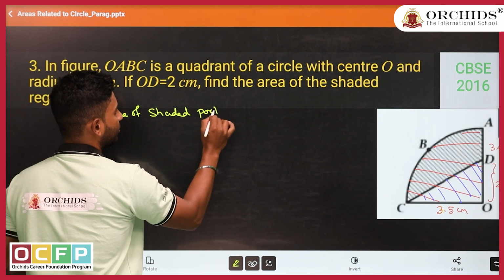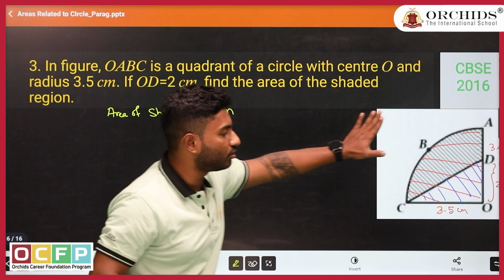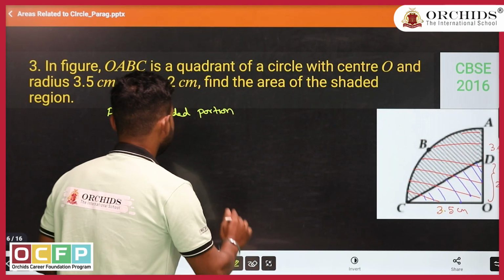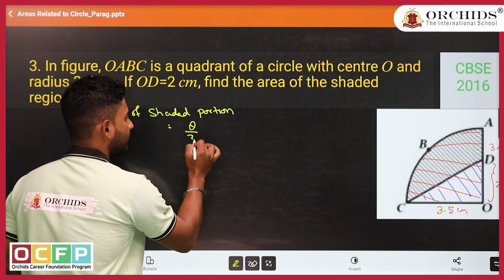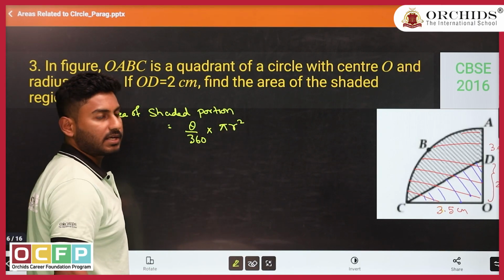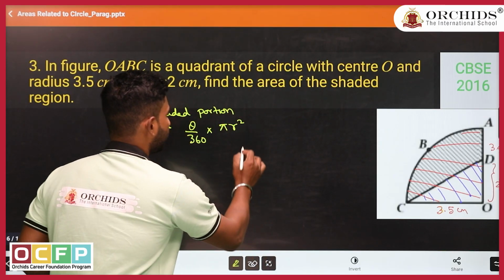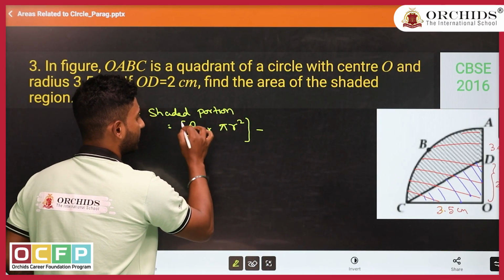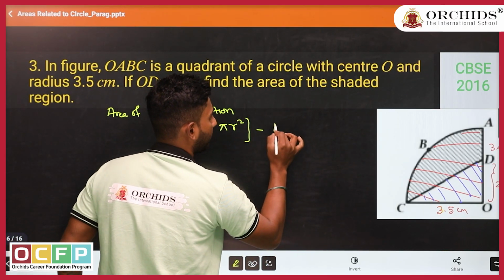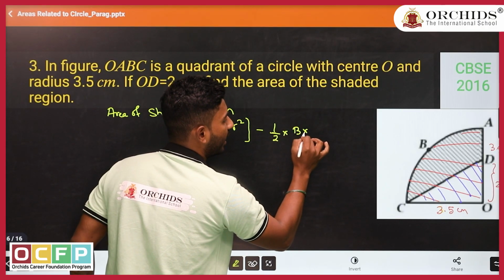Area of the shaded portion is the area of the whole sector, subtract the area of the triangle. What is the area of the whole sector? Theta by 360 into pi r square. This is the area of the whole sector. Subtract the area of what? The area of the triangle. Area of the triangle will be what? Half into base into height.